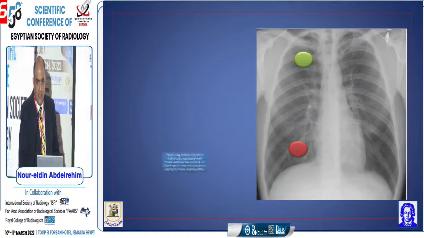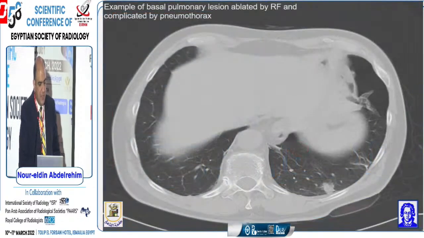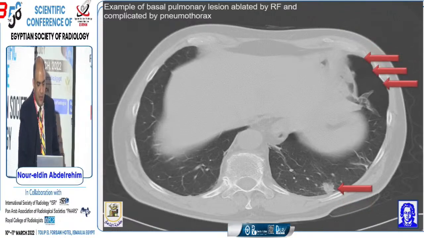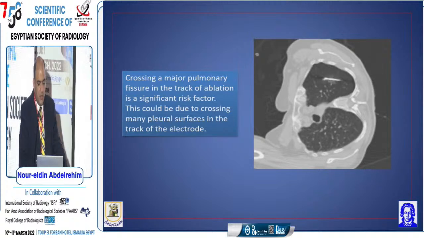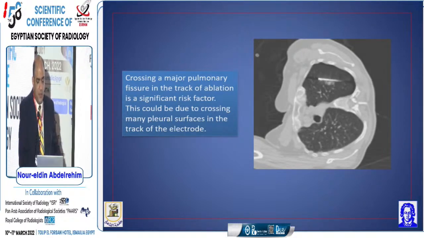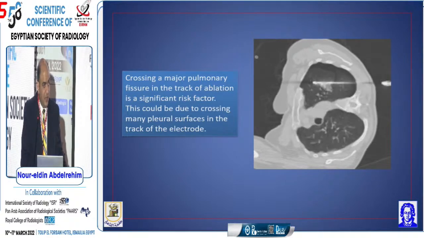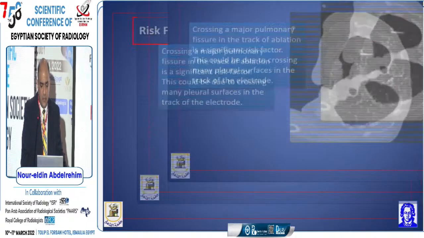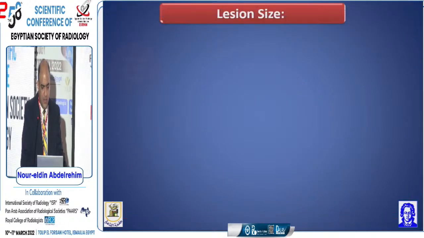Deeper lesions or basal lesions are associated with higher incidence due to the movement of the diaphragm, which leads to more shearing effect. As you can see in this example, a basal lesion showed more pneumothorax. Crossing a pulmonary fissure results in pneumothorax. This increases the incidence over 14 times, so avoid crossing a pulmonary fissure during the access.